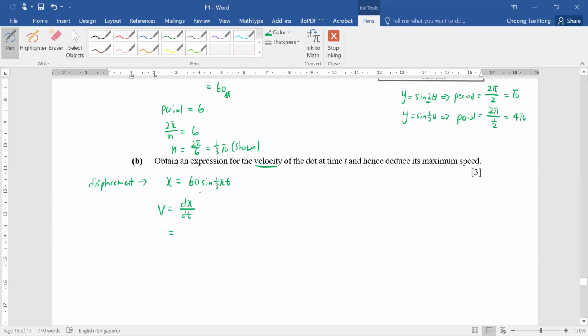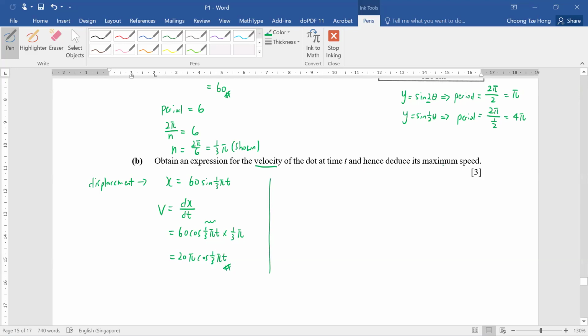Now we need to differentiate the equation for x, and then we'll obtain the equation for the velocity. To differentiate a trigo function is not difficult. Differentiate sine, you will get cosine, so cosine 1/3 pi t. We need to do one extra thing: differentiate this 1/3 pi t. If we differentiate, we just get 1/3 pi, so we multiply by 1/3 pi. So 60 times 1/3 pi will give us 20 pi cosine 1/3 pi t. So this is an expression for the velocity already.